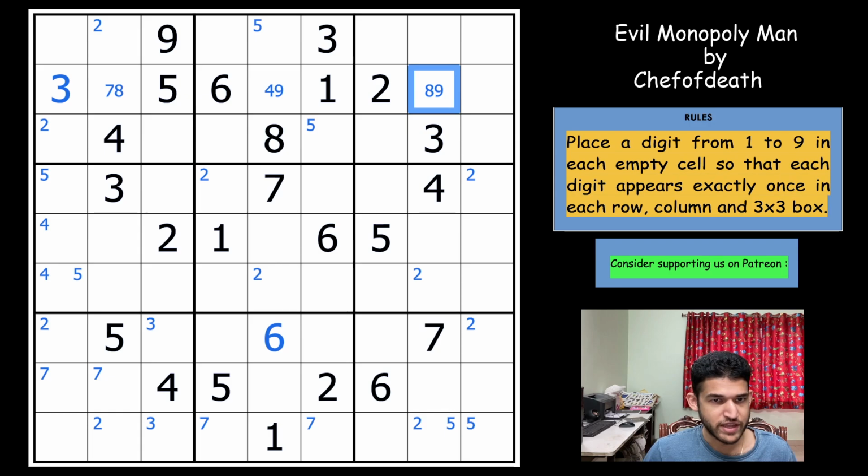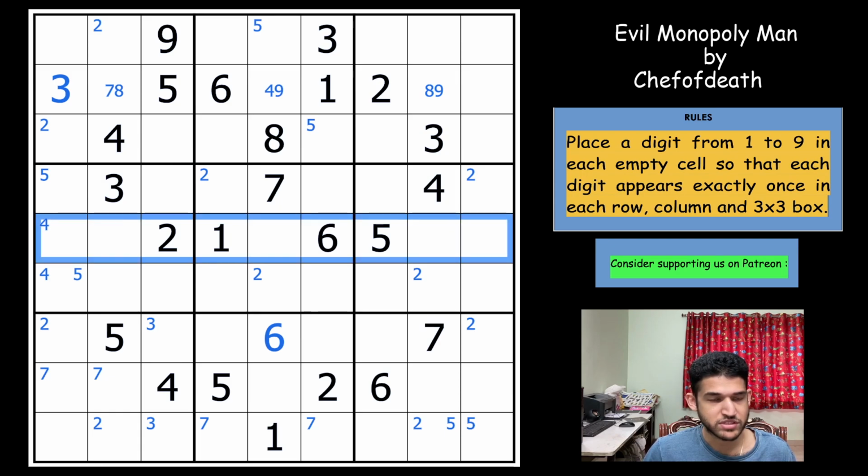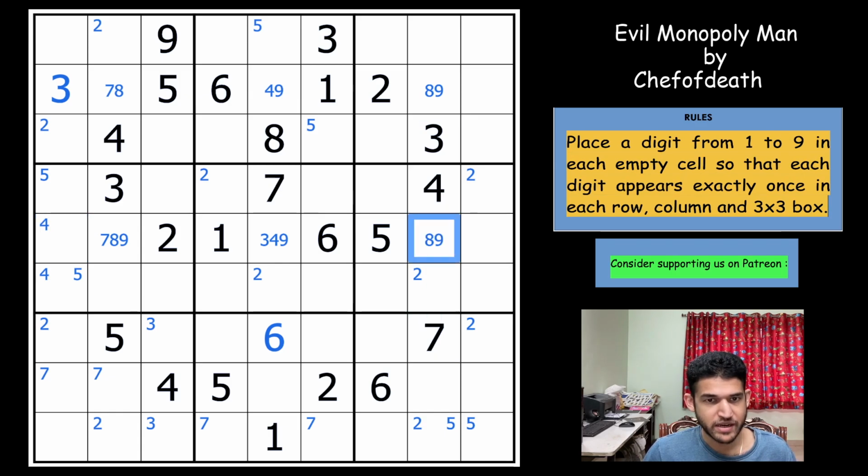Let's go to row 5 maybe. 1, 2, 5, 6. So the remaining digits must be 3, 4, 7, 8, 9. This must be a 3, 4 and a 9. This must be 7, 8, 9. This is not 3, 4, 7. So this is 8 and 9. And many possibilities here.